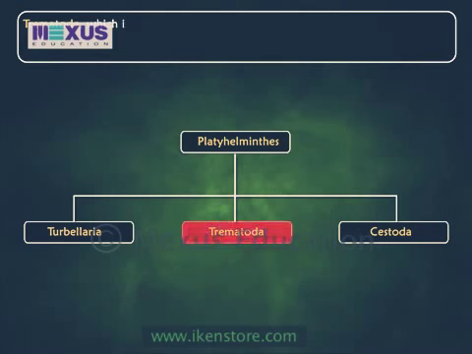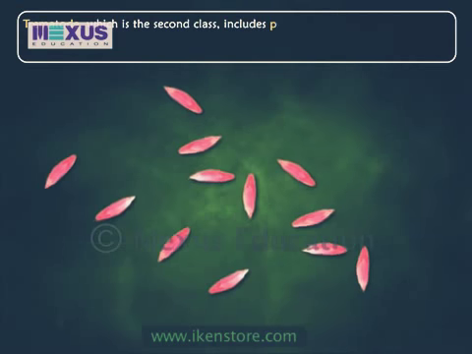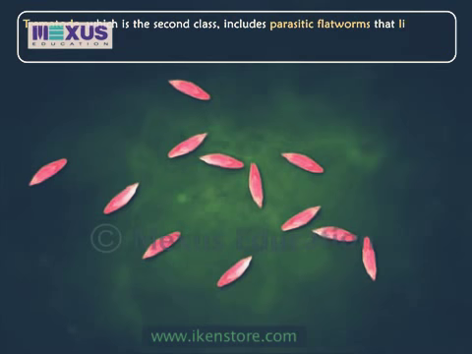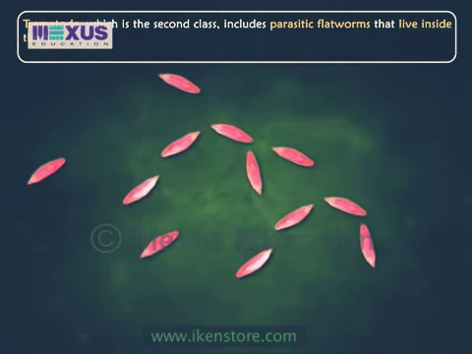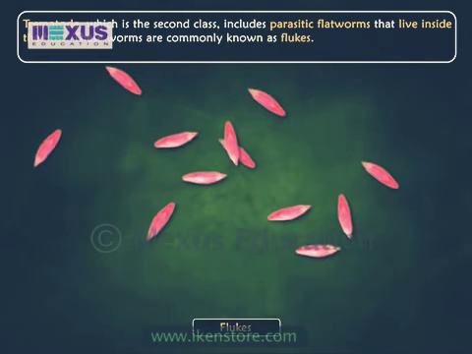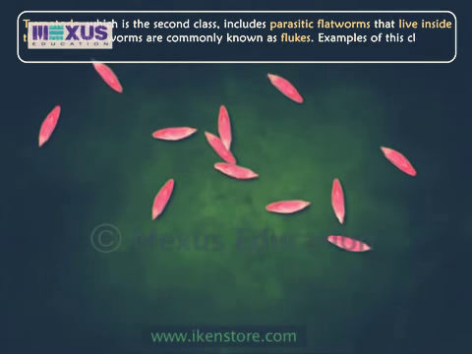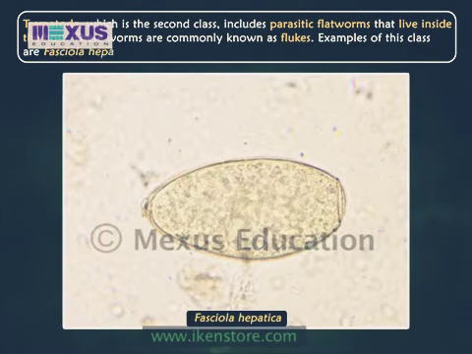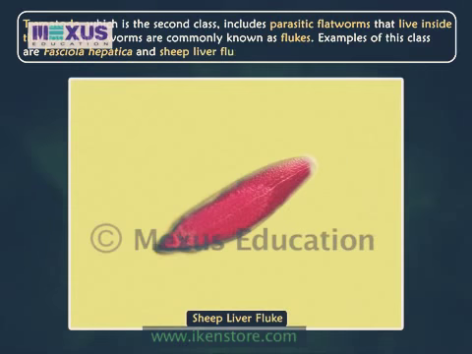Trematode, which is the second class, includes parasitic flatworms that live inside the host. These worms are commonly known as flukes. Examples of this class are Fasciola hepatica and sheep liver fluke.